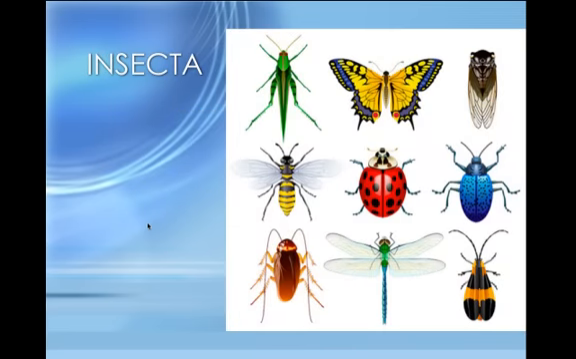The class Insecta outnumber all other forms of life combined. They are rare in the seas. They're divided into 26 orders. Entomology is the study of insects. The oldest fossil is 400 million years old, from the Devonian period.